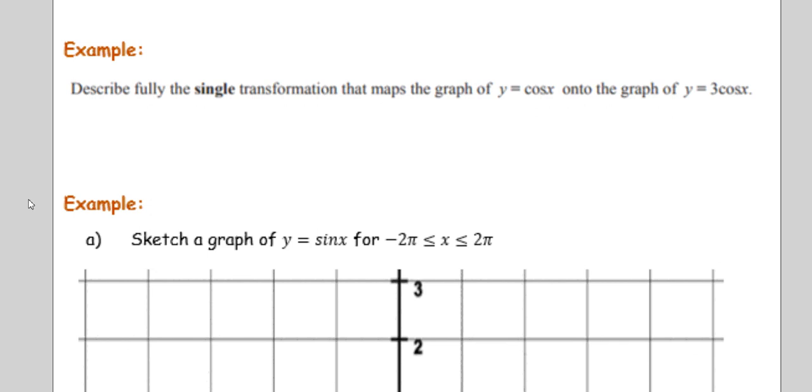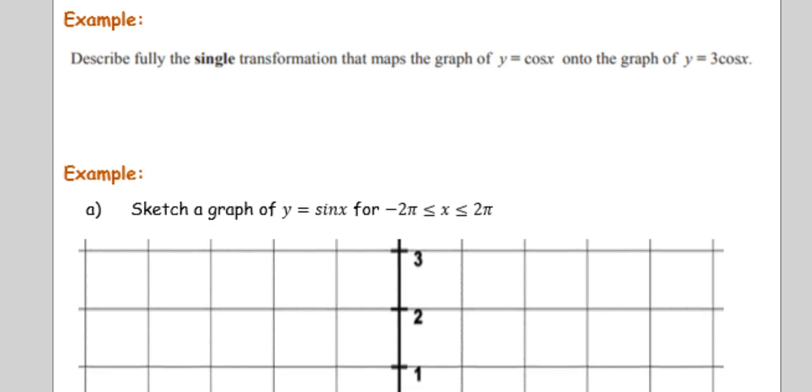Is this the last page? No, there's another page, 25, 26. Okay. Describe fully the single transformation that maps the graph of y equals cos x onto the graph of y equals 3 cos x. This is a kind of non-calc type of paper, non-calc stuff so far. But she has the paper. Oh, you do? Okay, all right.